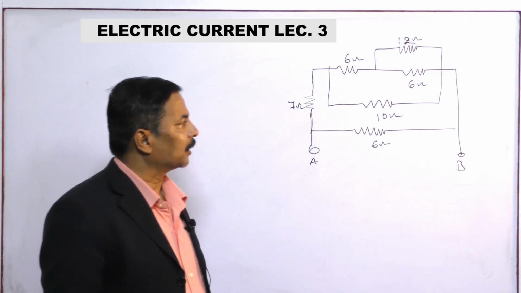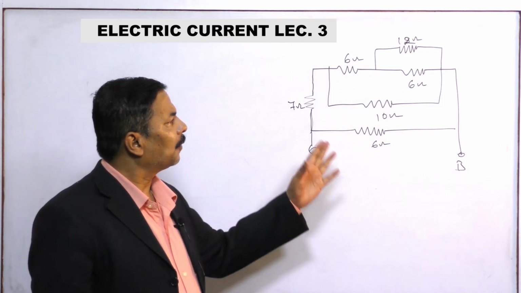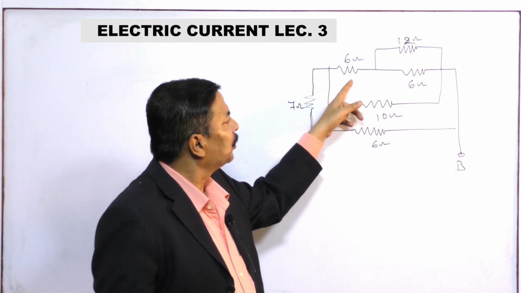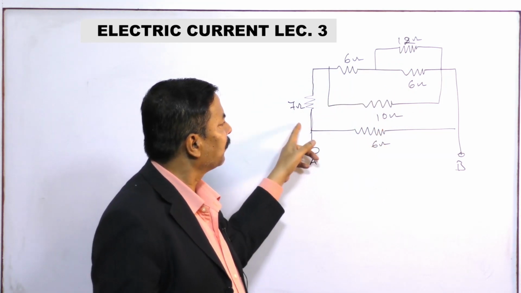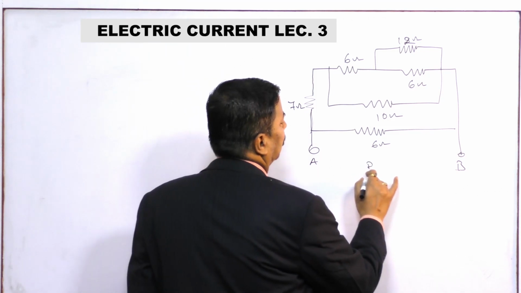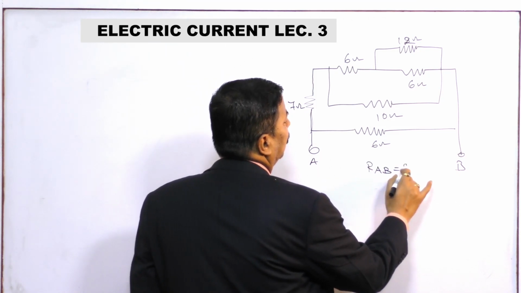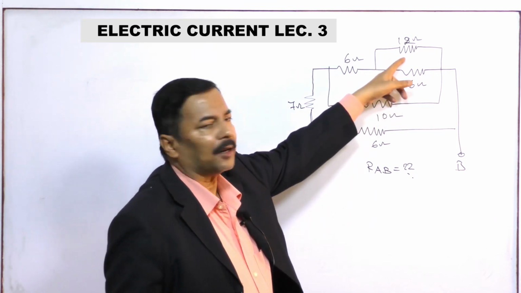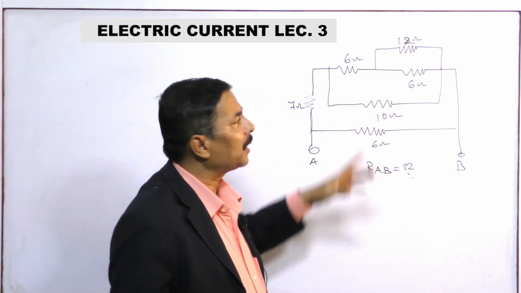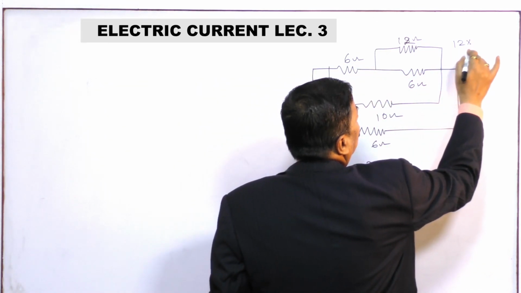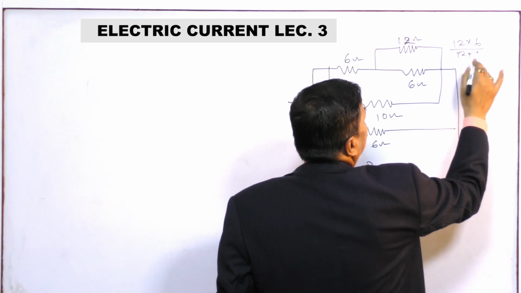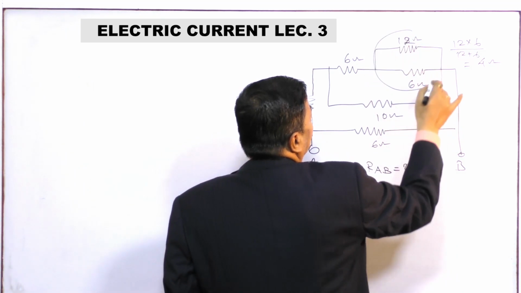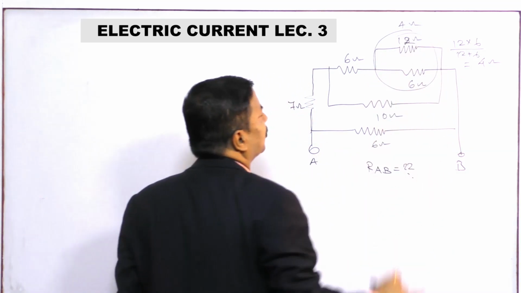Now see this network. In this network of resistors, 6 ohm is there, 12 ohm is there, 6 ohm is there, 10 ohm is there, 6 ohm is there, 7 ohm is there. You have to find RAB. Now in this question, you are seeing that these resistors are in parallel. So when these resistors are in parallel, what are you getting? 12 into 6 by 12 plus 6, 4 ohm. So this can be replaced by a 4 ohm resistor.